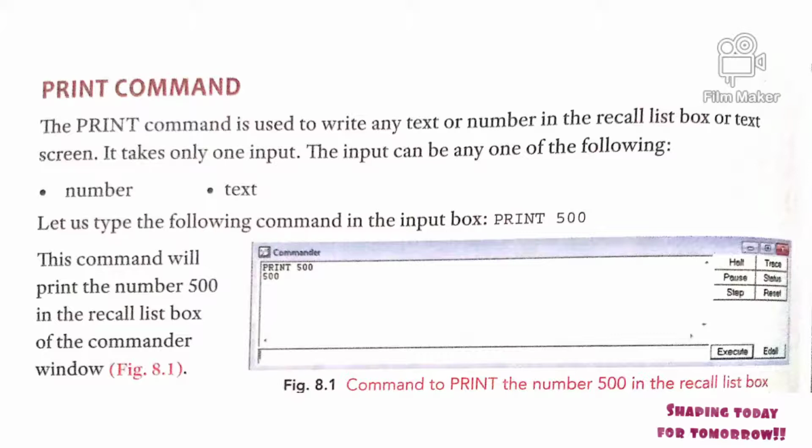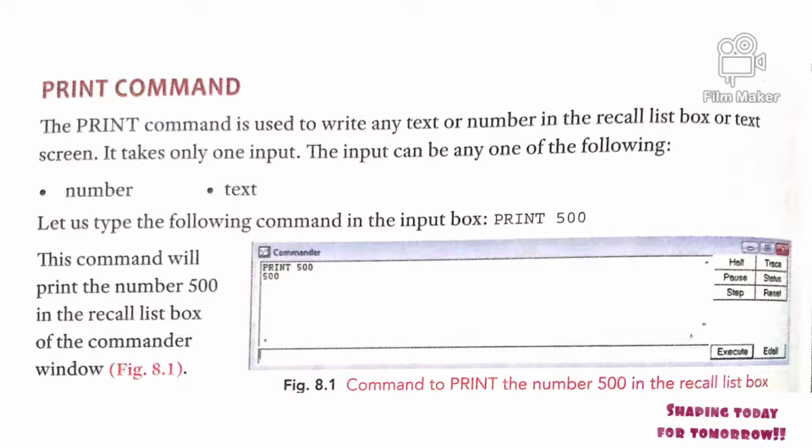It takes only one input. The input can be any one of the following, number or text. So students, you can input any number or you can input any text. Let us type the following command in the input box, print 500. This command will print the number 500 in the recall list box of the commander window. See figure 8.1 for this.